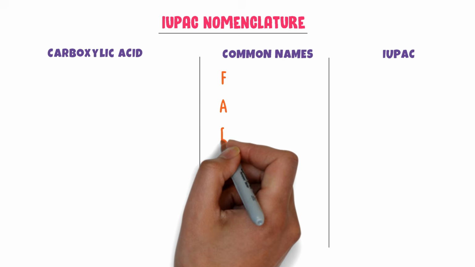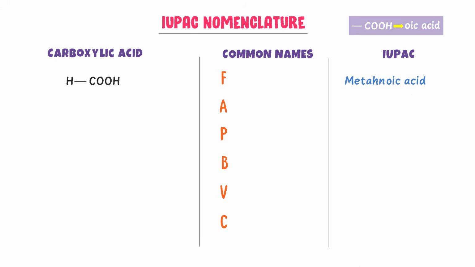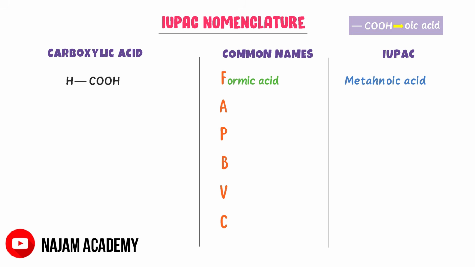Personally, I teach my students to write FAPBVC. Let me repeat it. I write FAPBVC. Now consider this organic compound. This has only one carbon. I write methane. Remember that for COOH, we write oic acid. Here, we eliminate this E from methane. For this COOH, we write oic acid. Hence, we get methanoic acid. What about its common name? Well, F stands for formic acid. So its IUPAC name is methanoic acid and its common name is formic acid.